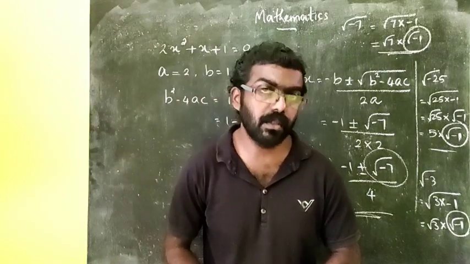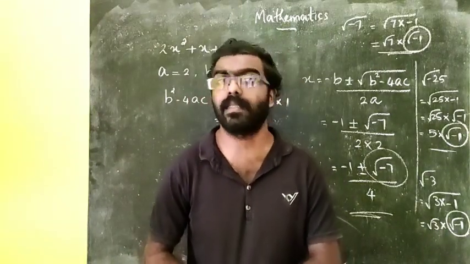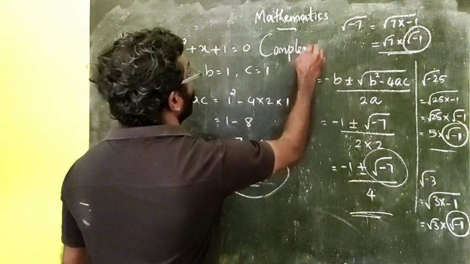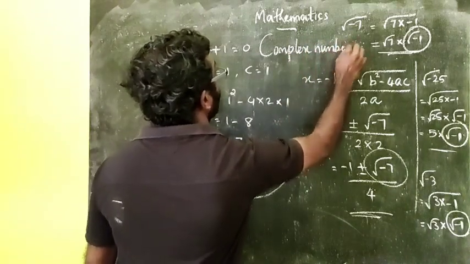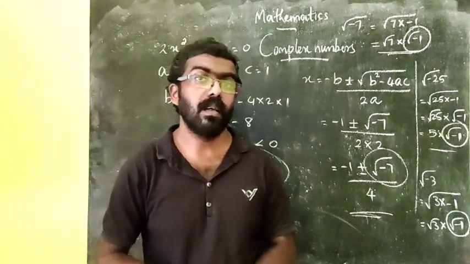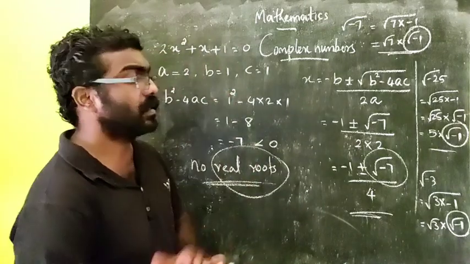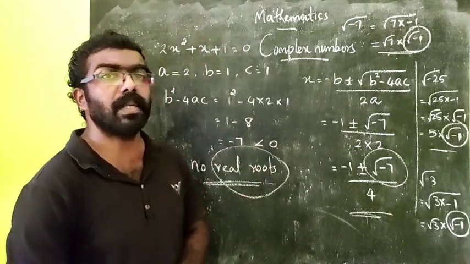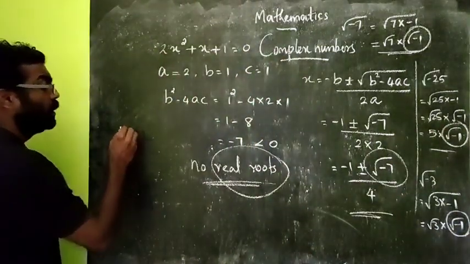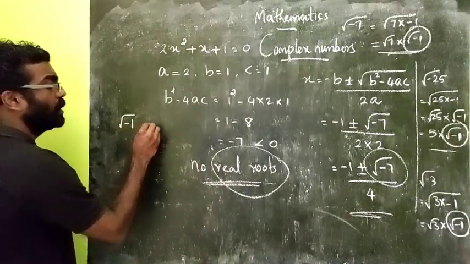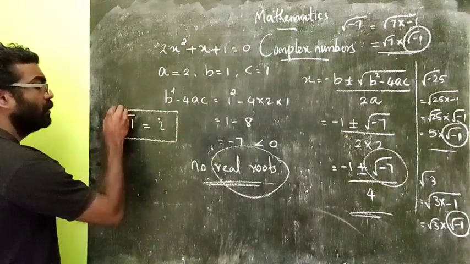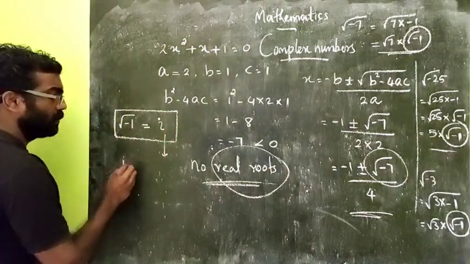So here a new number system occurs. It is known as complex numbers. There may be numbers other than real numbers. These numbers are called complex numbers. In order to define complex numbers, first we have to define the value of root minus 1. Here root minus 1 can be taken as the symbol i. It is an imaginary number. i is an imaginary number.